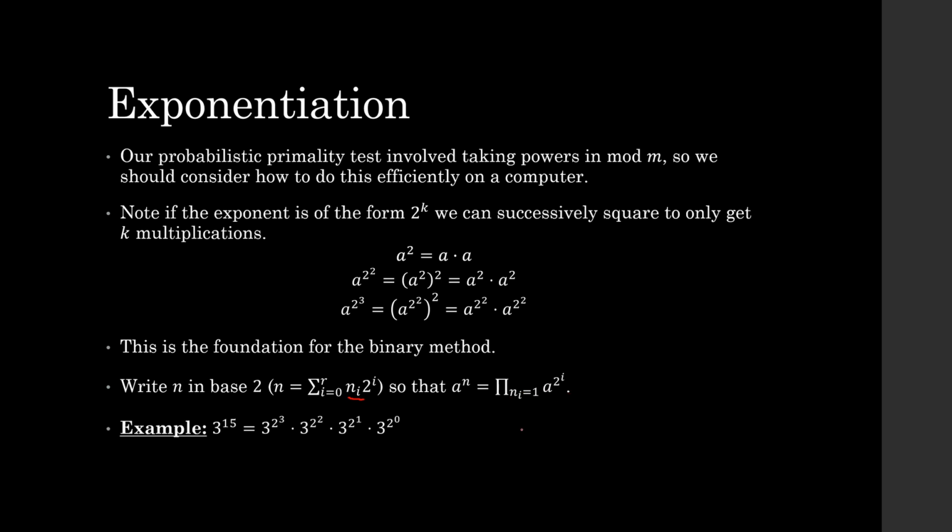So for example, if I look at 3 to the 15, well, 15 in base 2 is going to be 1, 1, 1, 1, because otherwise I would get 16 if I had all these as zeros. So I can remove this one. It's just 4 ones in a row, which means I only consider 3 to the 2 to the 3, 3 to the 2 to the 2, 3 to the 2 to the 1, and 3 to the 2 to the 0. And so I only need to compute each of these to get 3 to the 15.